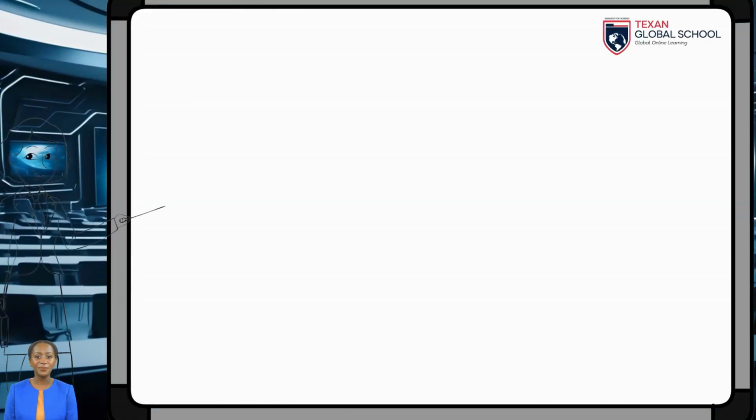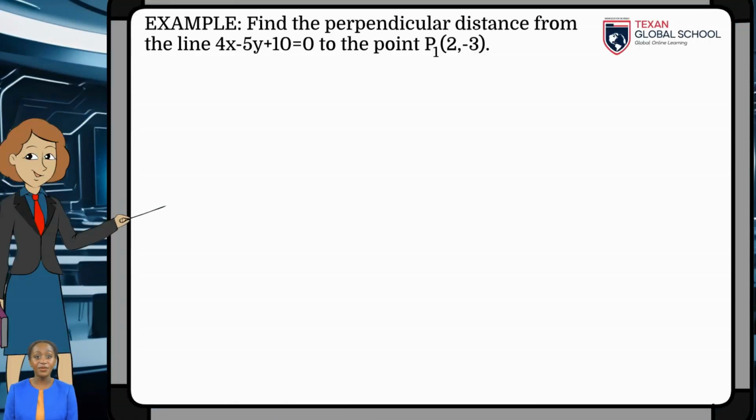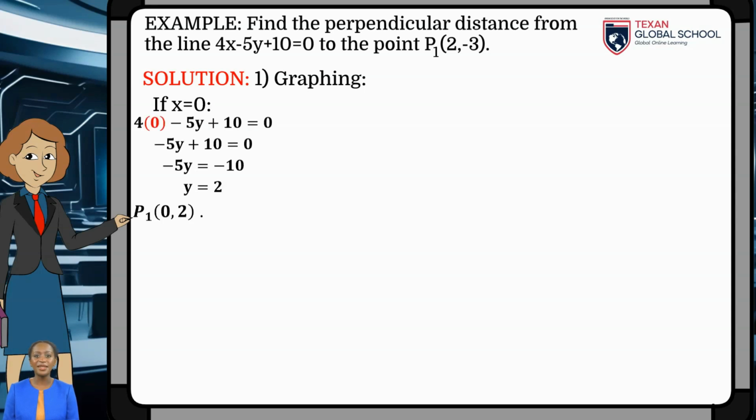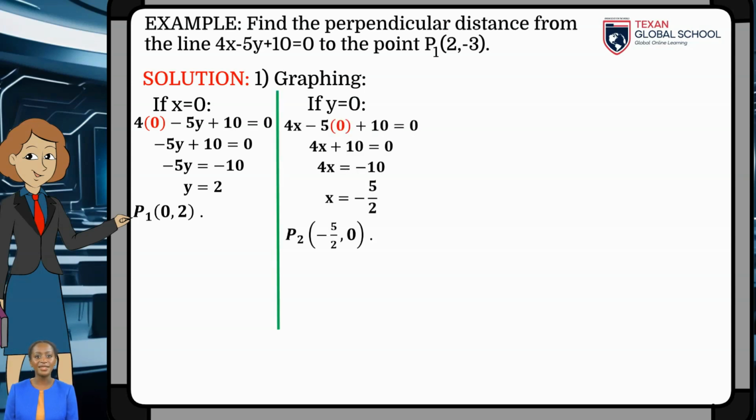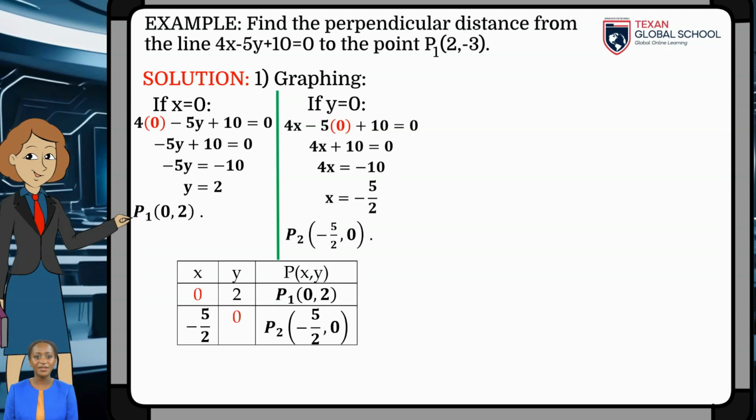Let's look at another example. We will find the distance of the line 4x minus 5y plus 10 equal to 0 to point P1 of coordinates 2, negative 3. First, graph obtaining 2 points. Hence, propose values. If x is equal to 0, by substituting and solving in the original equation, we obtain that y equals 2. We then obtain the first point of coordinates 0, 2. And if y is equal to 0, it results that x is equal to -5/2. So the second point is -5/2, 0.